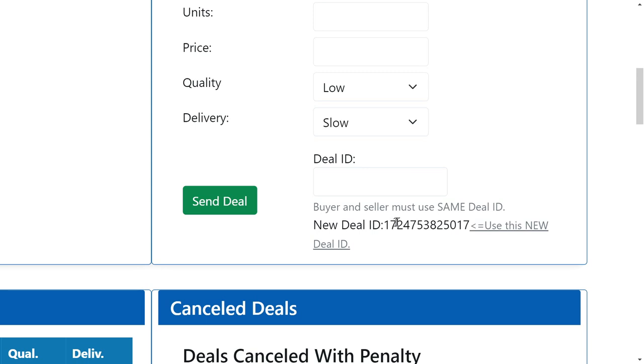Now, what can you do? You can try to copy the number, or you can press this link here, and it will copy the number for you. Okay. Now, what do I do once I have the ID number, the deal ID?